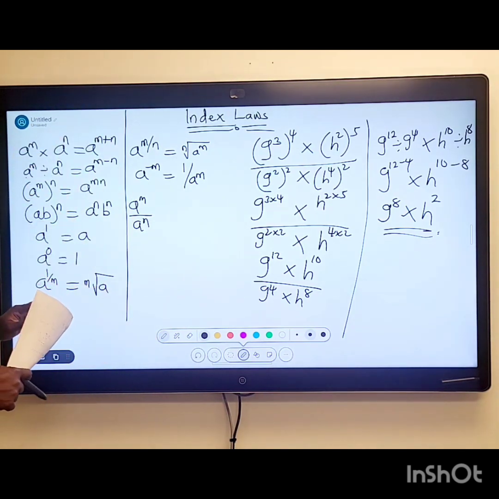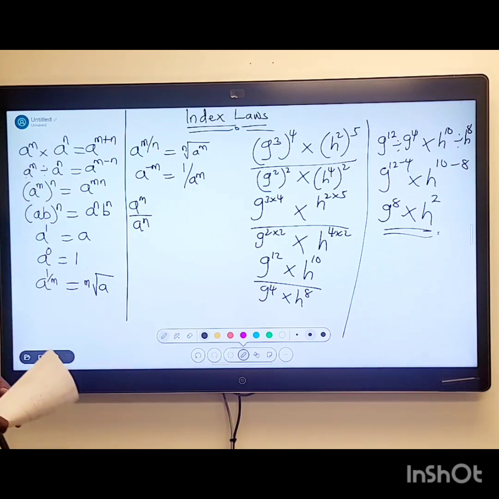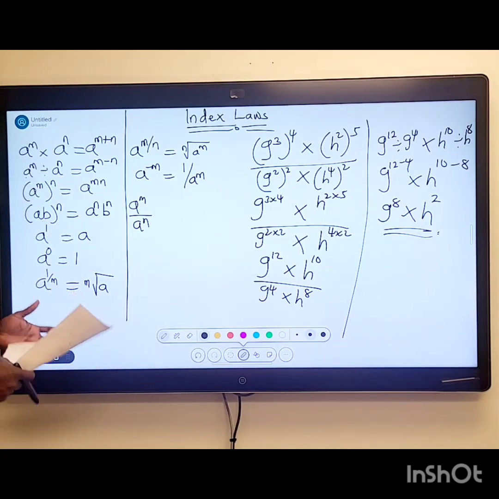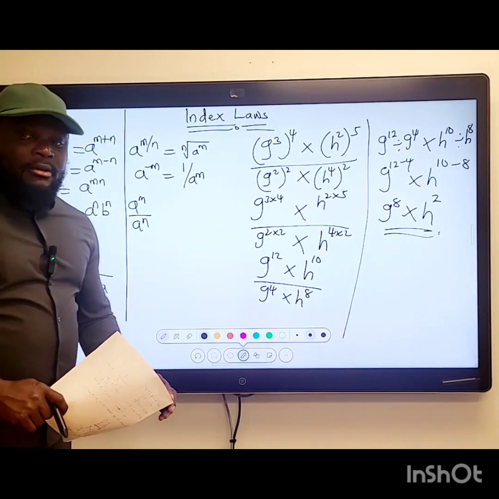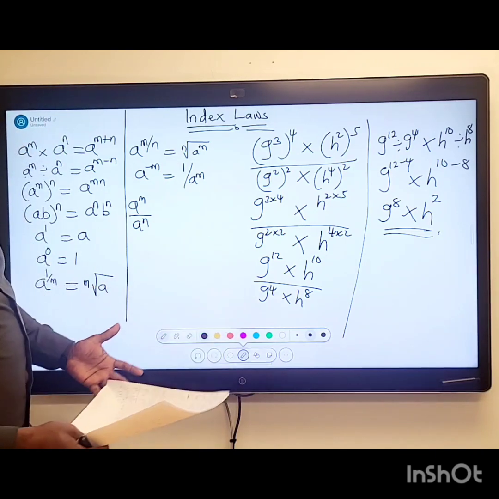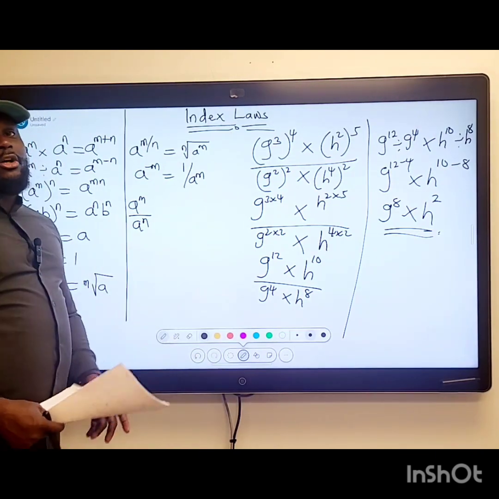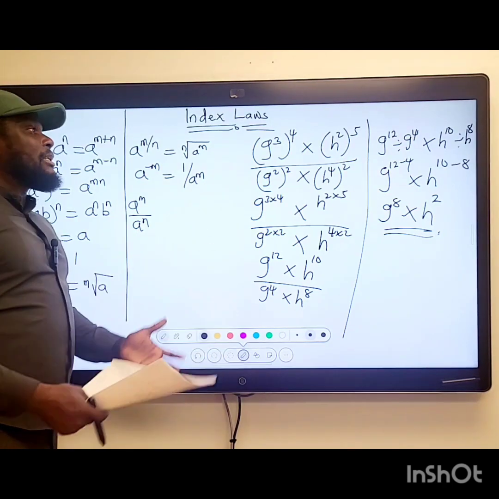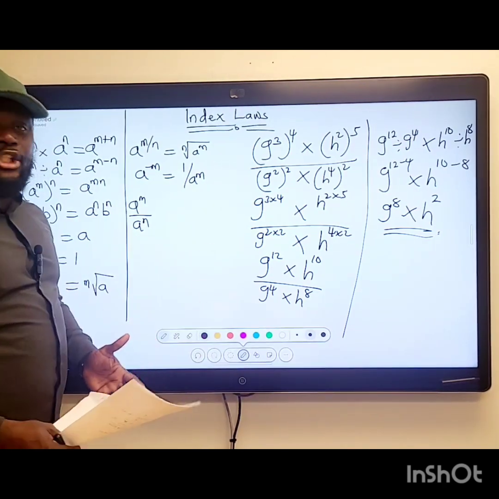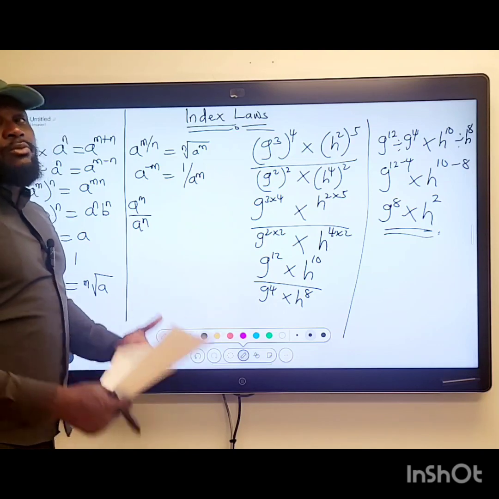The most important thing is knowing the laws and knowing how to use them, applying them to questions. Very important. There's no way you won't see this question in your PSAT, you will see it in your SAT. Very important. We are doing this because one of our students sent some feedback saying, can we go in depth in explaining and solving some questions based on index law, and that's why we are doing that.